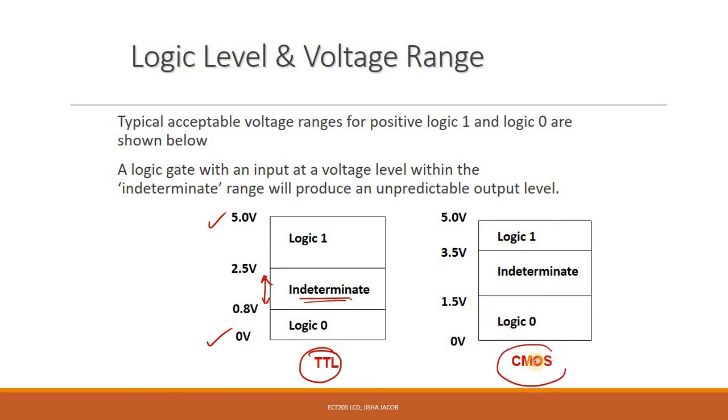In case of CMOS, of course, it depends on the supply voltage. If the supply voltage is 5 volt, 3.5 is the minimum voltage that will be taken as high. And the maximum voltage that will be taken as low is 1.5 volt. This is VOH minimum and this is VOL max.